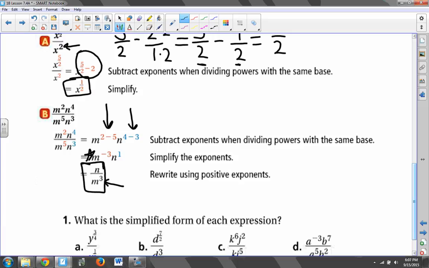So we end up here with this simplified expression: n on the top, m to the 3rd now on the bottom because of that negative 3 exponent when we subtracted.